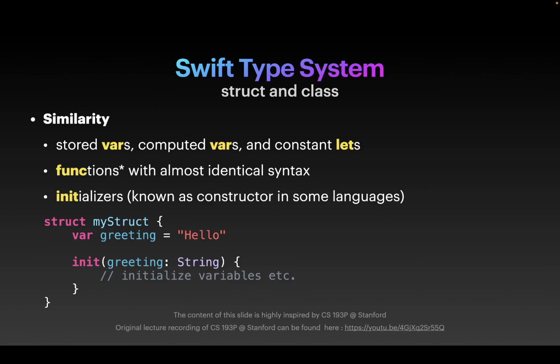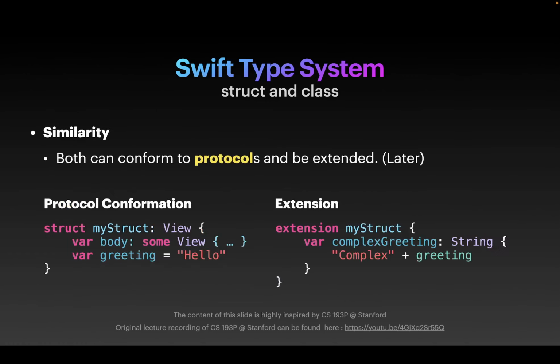They also must have an initializer, and you can define your own initializer. Sometimes you may call that a constructor in other languages, like in C++. They're exactly the same. To define an initializer, we use the keyword init. That's how you create an initializer for both struct and class. They have the same syntax. Another similarity is that both can conform to protocols and both can be extended.